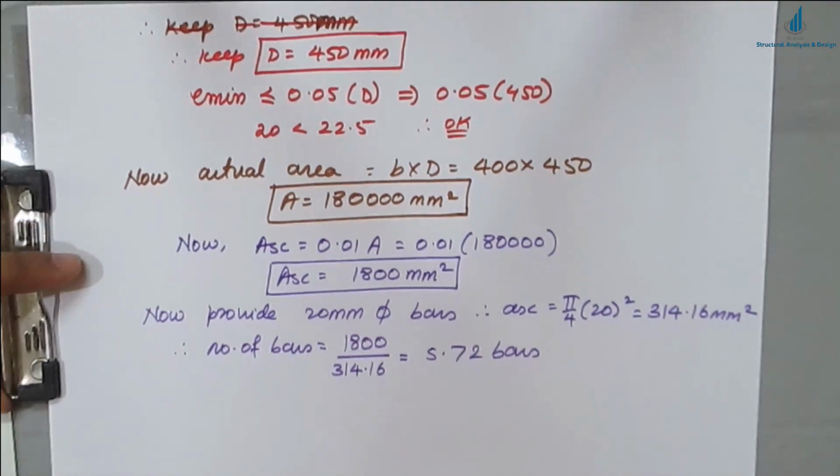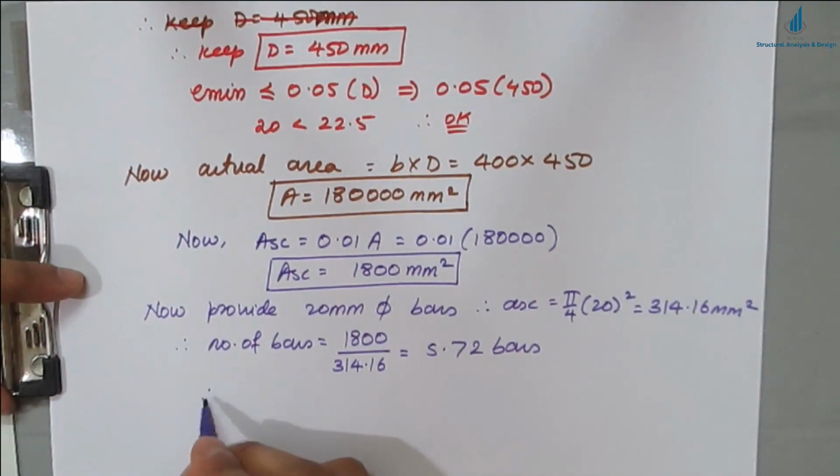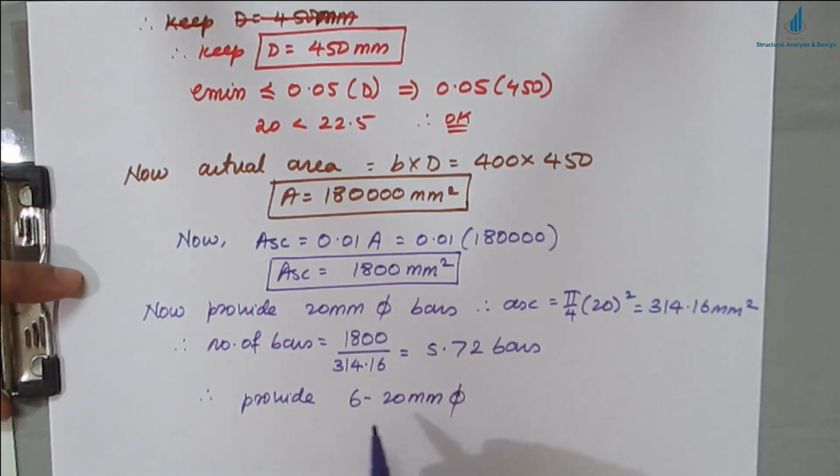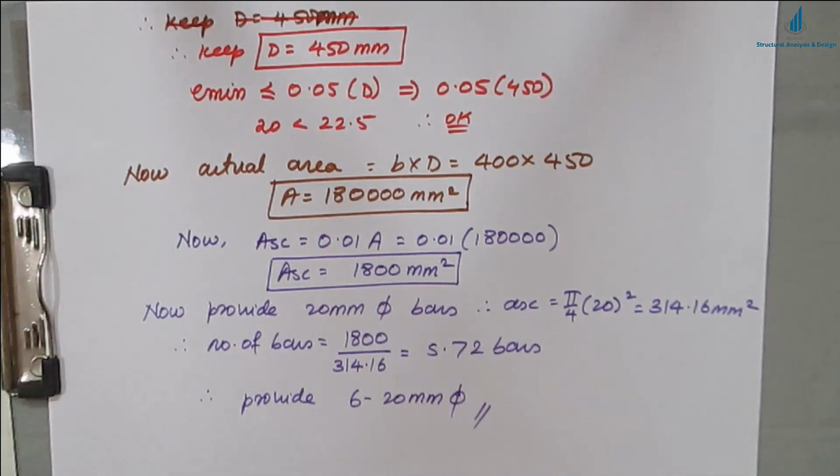Okay, you know we cannot provide this 5.72. Therefore, provide 6 bars of 20 mm phi. So these many bars you have to provide of 20 mm diameter.